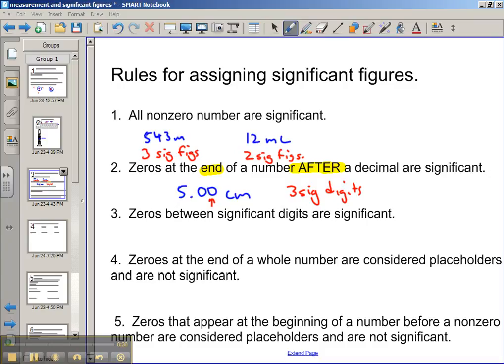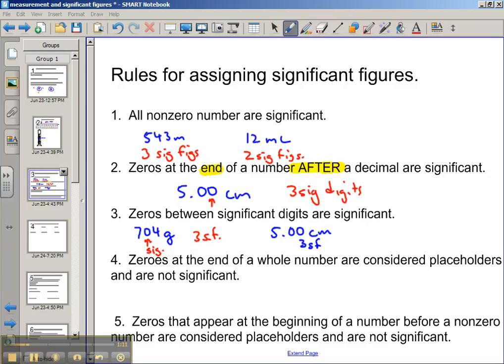So 5.00 is significant. Okay. Zeros between significant digits are significant. So if we have a number like 704 grams, that 0 is sandwiched between 2 non-zero numbers. That's significant. Okay, so there's 3 sig figs here. I'm going to write SF for sig figs. And if we have something like 5.00, like in the previous centimeters, that's 3 sig figs. I shouldn't have used that as an example too, but never mind.